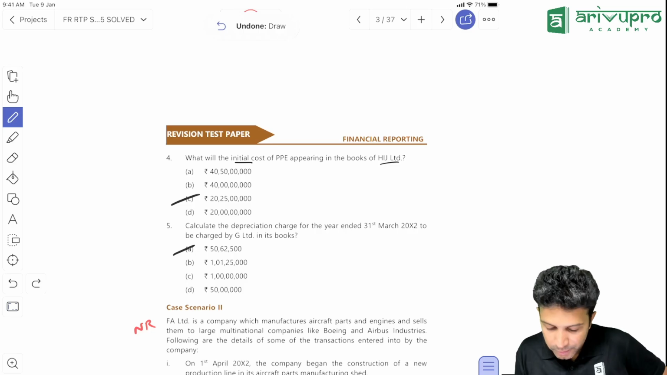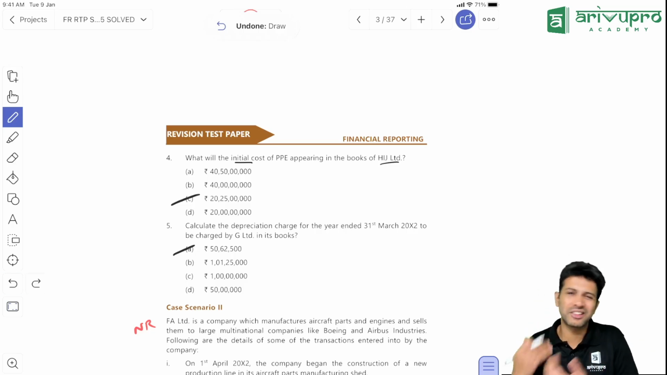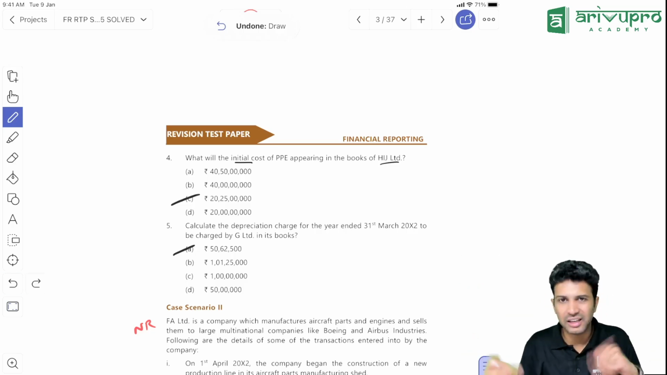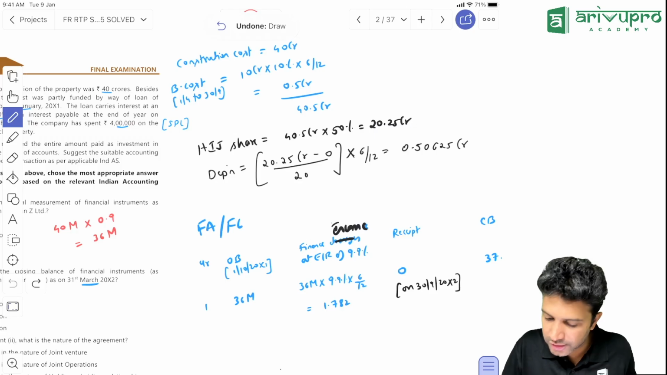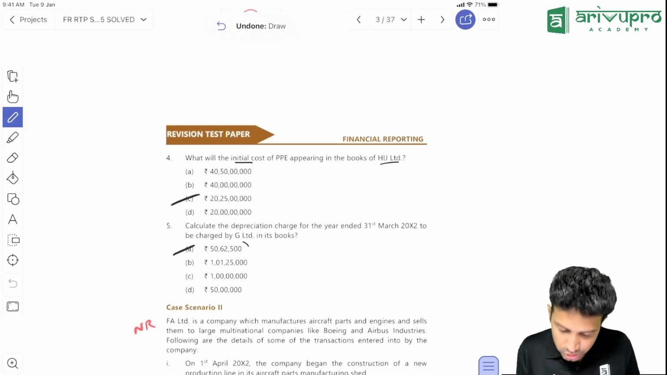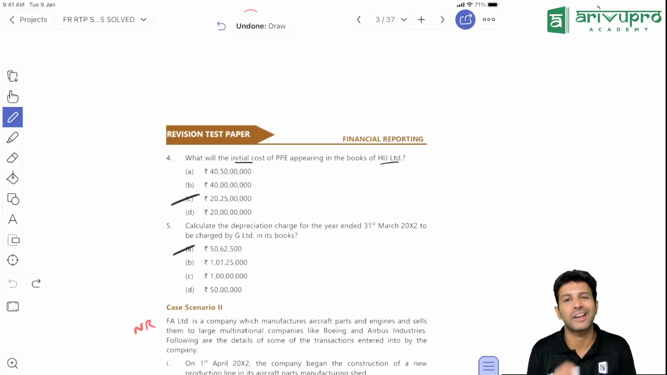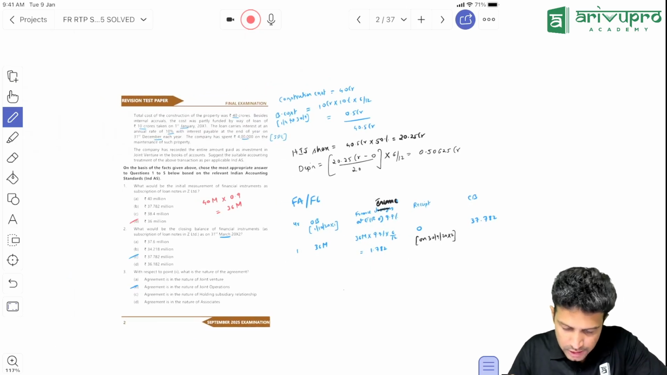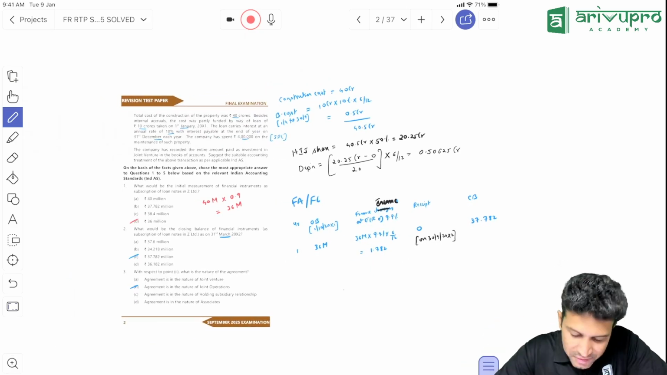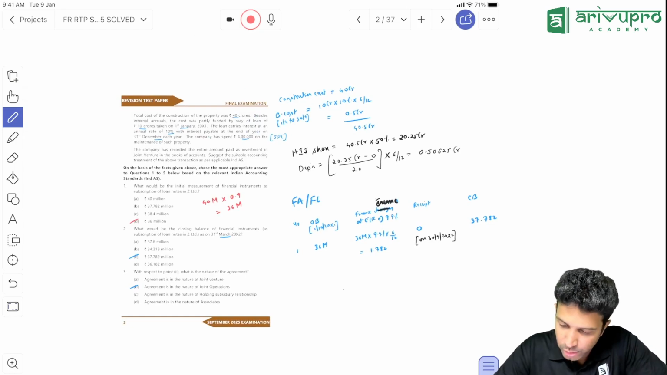Now they're asking depreciation for G Limited. It doesn't matter whether it is G or HIG. Anyway, they're sharing everything equally. So depreciation will be 0.5062, or 50 lakh something. So 50 lakh 62,500. That's the right answer. That's all. So I think we have covered all of the first case, we have read it and we have covered all the MCQs as well.